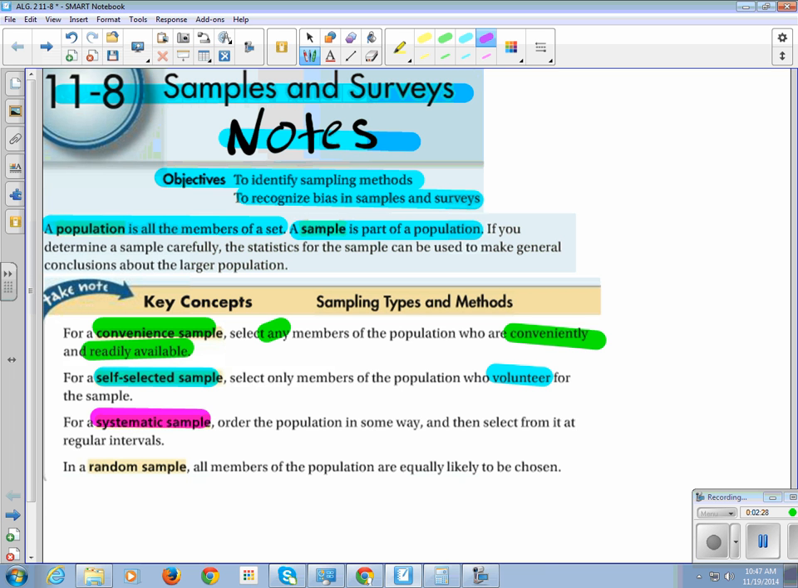A systematic sample, order the population in some way and then select it at regular intervals. Like jury duty. Everybody who registers to vote gets selected for jury duty. And then our random sample is all the members of a population are equally likely to be chosen. So think about which one of these would create a fair survey. And it could depend upon what you're trying to survey.